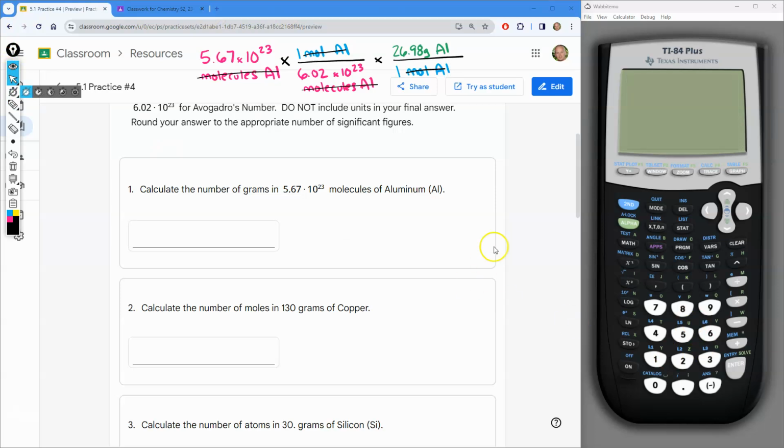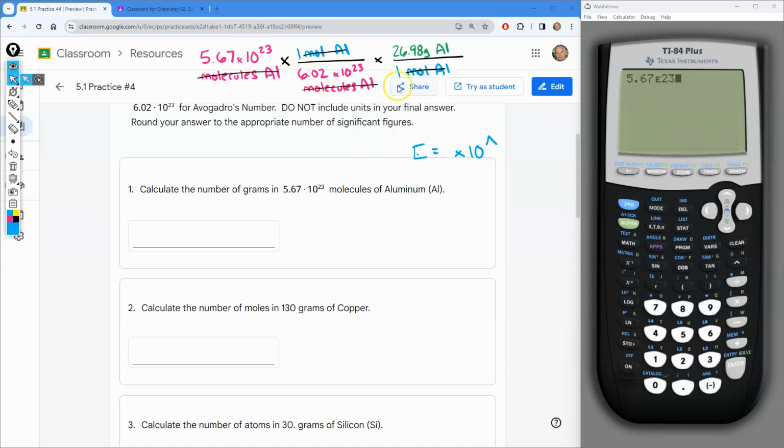So rather than putting this all in our calculator at once, I'm going to do this in steps. So we have, for the first part, 5.67, and the times 10 to the 23rd, we're going to use the E button on the calculator. So I'm going to press second and EE. It gives me this E, and then 23. And remember, that E is the same as times 10 caret. So E, let me write this out. So E is the same as times 10 caret. So that caret is like the exponent button here.